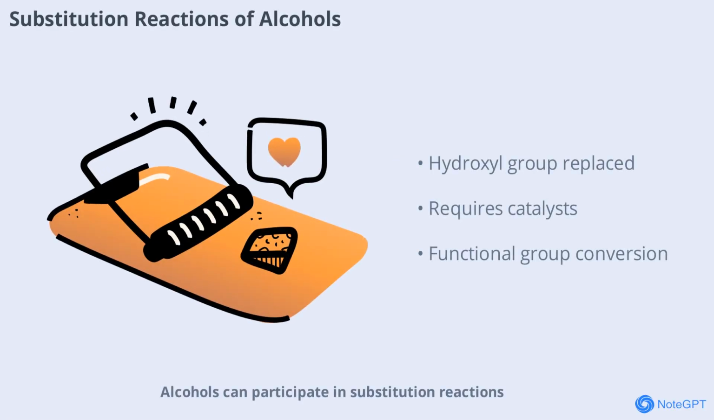Alcohols can participate in substitution reactions, where the hydroxyl group is replaced by another group, such as a halide. These reactions often require acid catalysts or reagents like thionyl chloride or phosphorus tribromide. Substitution reactions are important for converting alcohols into other functional groups in organic synthesis.